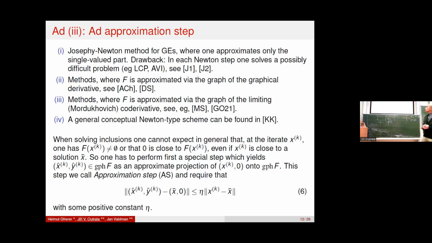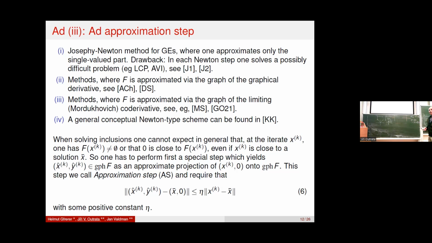The oldest one comes from a student of a professor from Wisconsin, whose name was Josephy, and he suggested such a method for the case where 0 belongs to f of x, with f being a sum. Here we have some single-valued mapping plus a multivalued mapping, u of x. And we speak about generalized equations.